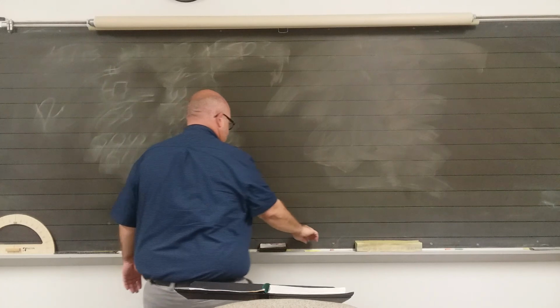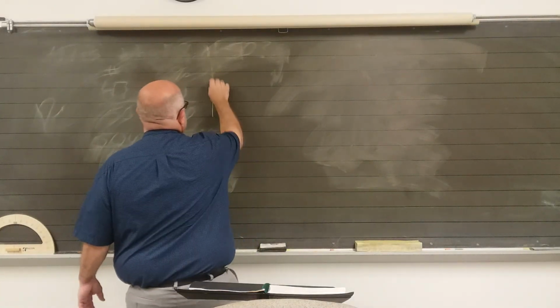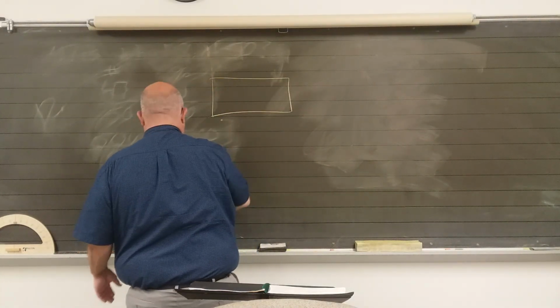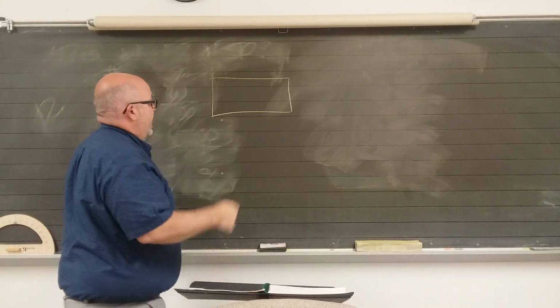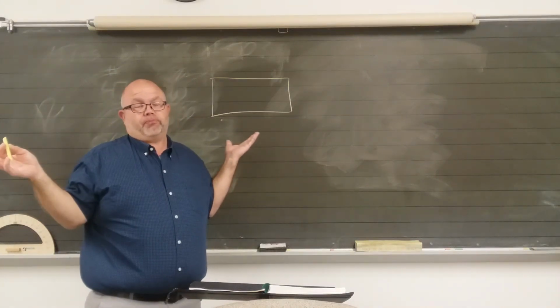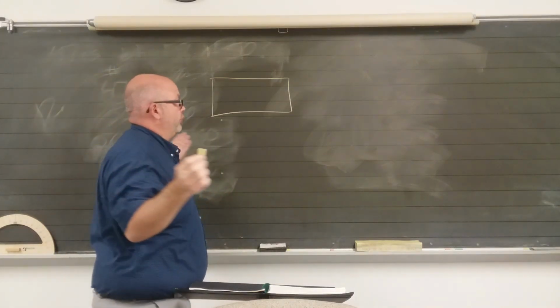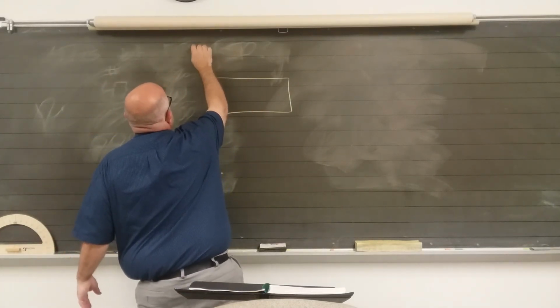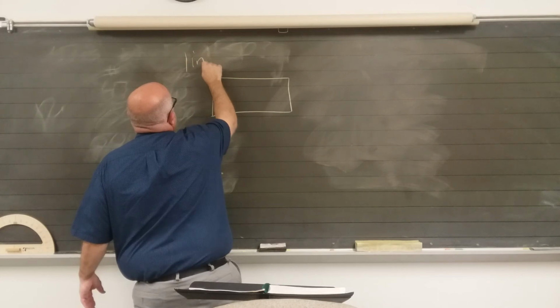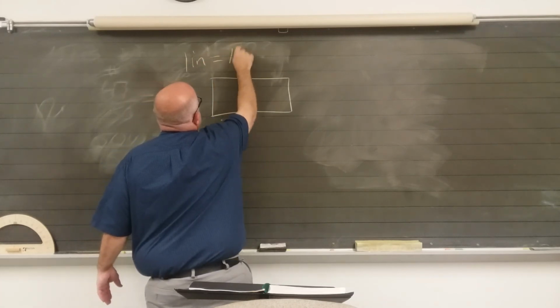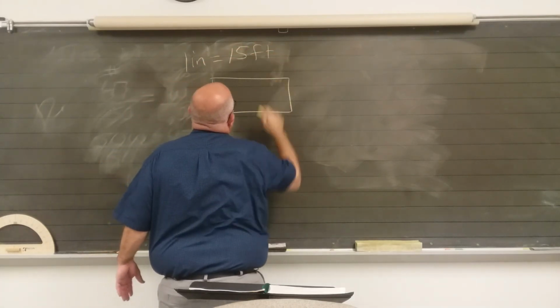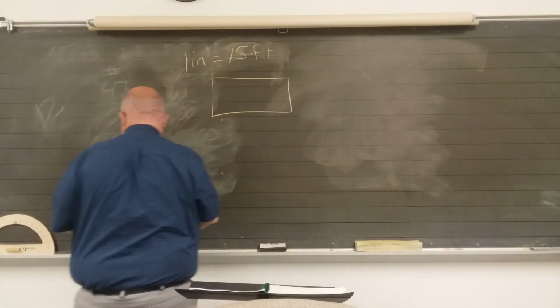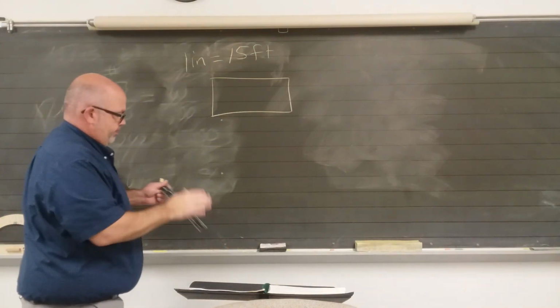You will have a rectangle or a square or something. All right. That is the frame of your building, the measurements for your building. Your scale is 1 inch equals 15 feet. Okay, so you simply measure to the nearest inch.